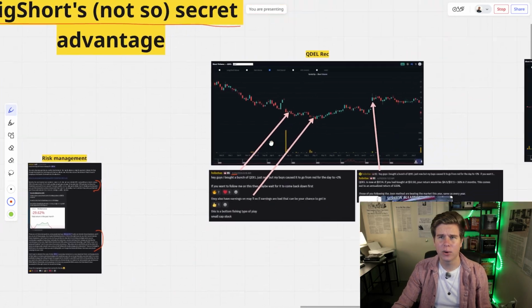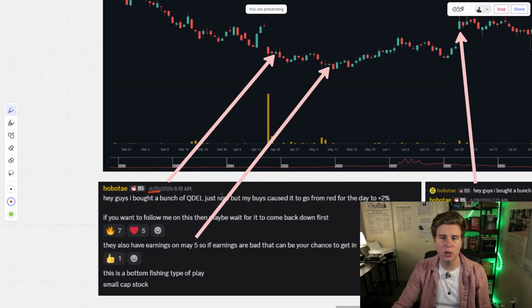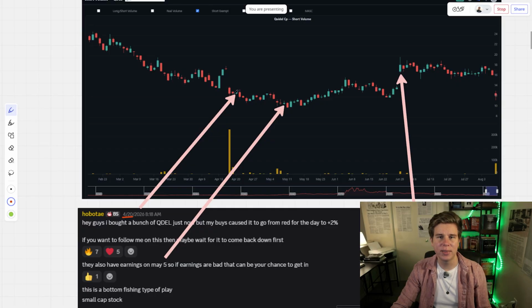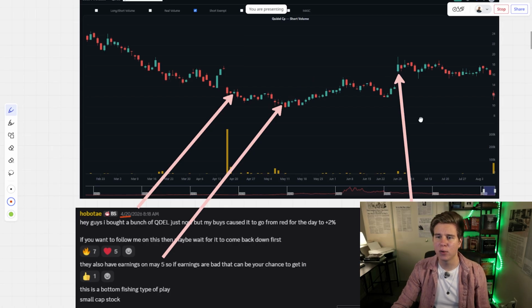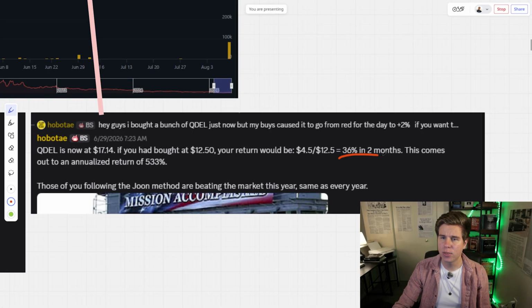Nice. Another example is an official rec for QDEL. He wrecked it on this day, but said you could wait until earnings, so that might be a chance for you to get in. So you could have gotten in right here after earnings. And right here, if we look at the actual return, that was a 36% return in 2 months, which is an annualized return of 533%, which is kind of insane.